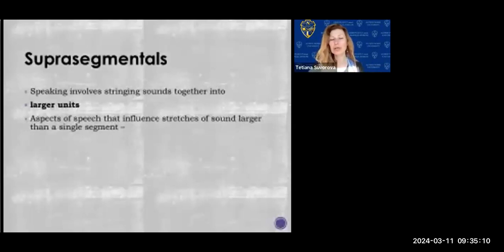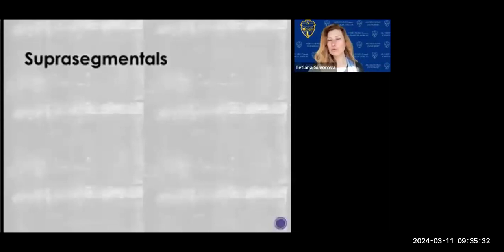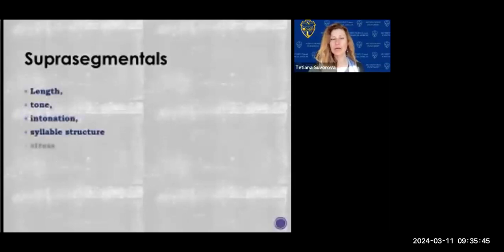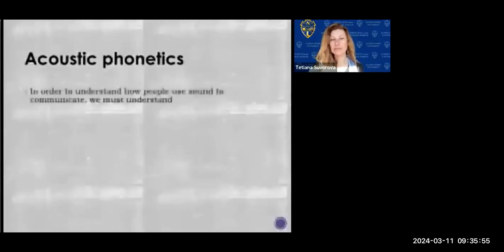Okay, so then when we move further, we speak about aspects of speech. Suprasegmentals, I mean here, aspects of speech that influence stretches of sound larger than a single segment, for example, syllables, yeah? And intonation, stress, accent. So these are all suprasegmentals, which also participate in description, in characterizing the sound. So here you can see syllable structure, because each syllable also has some characteristics, and stress.